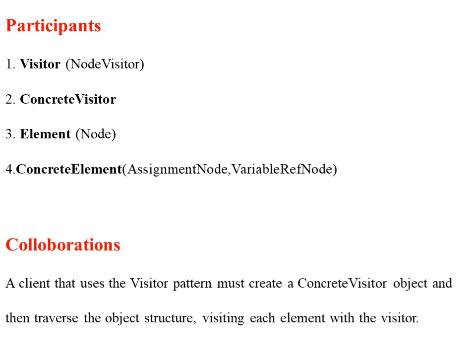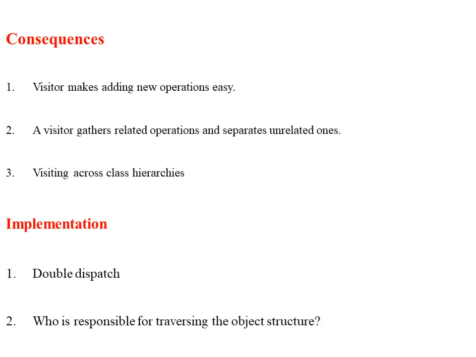Next, coming to the next slide. Consequences means results: in which effective way we apply this pattern, and what are the main results we face. Mainly, when we apply the visitor pattern, the visitor makes adding new operations easy. Many new operations can be added efficiently wherever the framework needs to add visiting operations between the elements. That gives the best result when this pattern is applied. So that is one of the results.